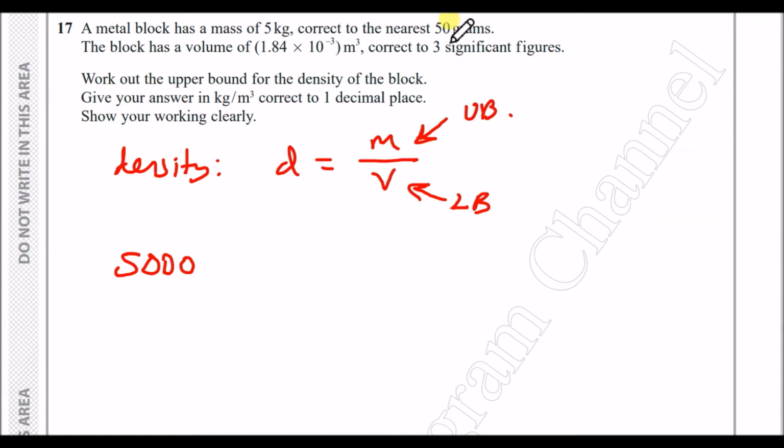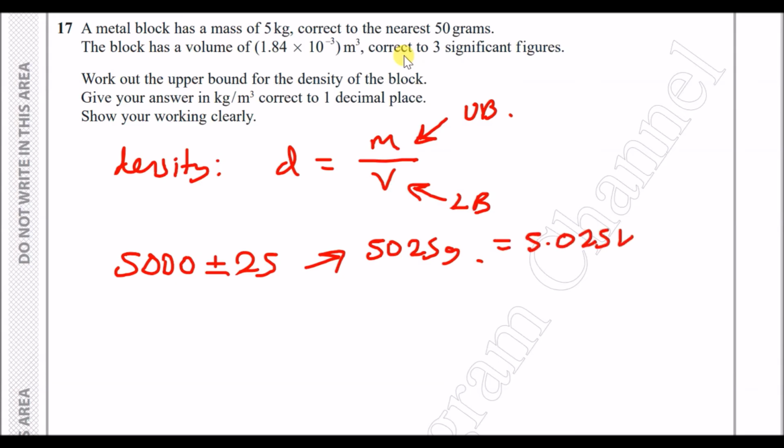So the trick is you always half the nearest whatever value they give you. So the upper bound would be half of 50, which is 25, and the lower bound would be 25 too. So it's always plus minus 25, meaning the upper bound, which is the plus one, would be 5,025 grams. So that's what we want. But they want it in kg, right? So that's the same as 5.025 kg.